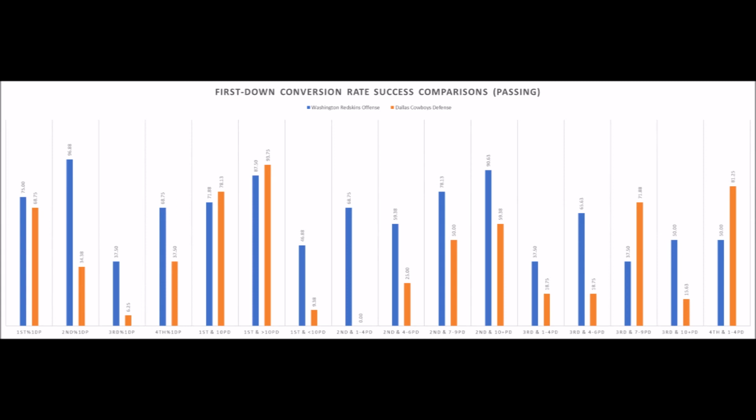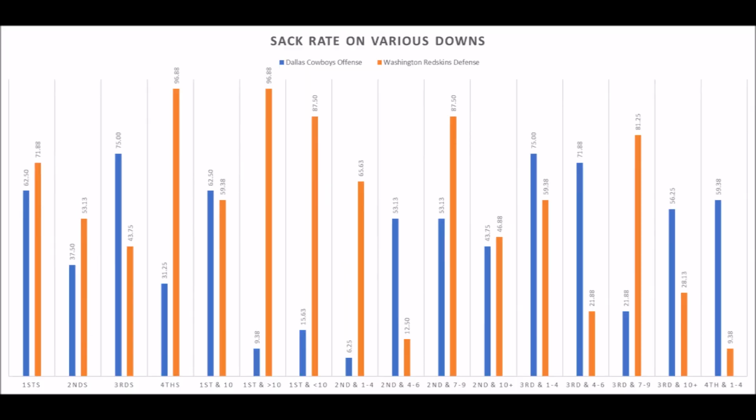Then, of course, you get to sack rate. Cowboys offense versus Redskins defense. And this is another area where the Cowboys have been struggling a bit in terms of sack allowance. They've been kind of fluctuating between being very above average and being kind of meh in certain areas. And this is definitely something where the Redskins could take advantage. So I would keep track of this because the Redskins could have a pretty decent day, especially when it comes to first and second down situations.